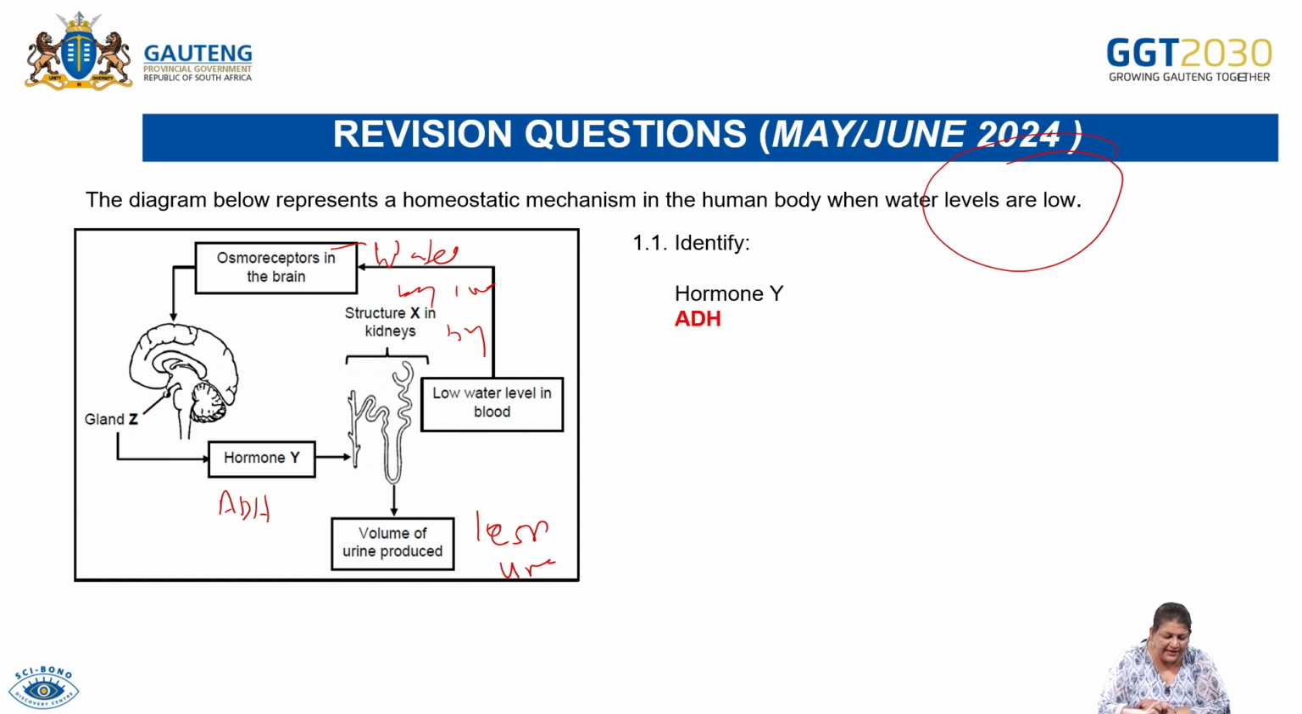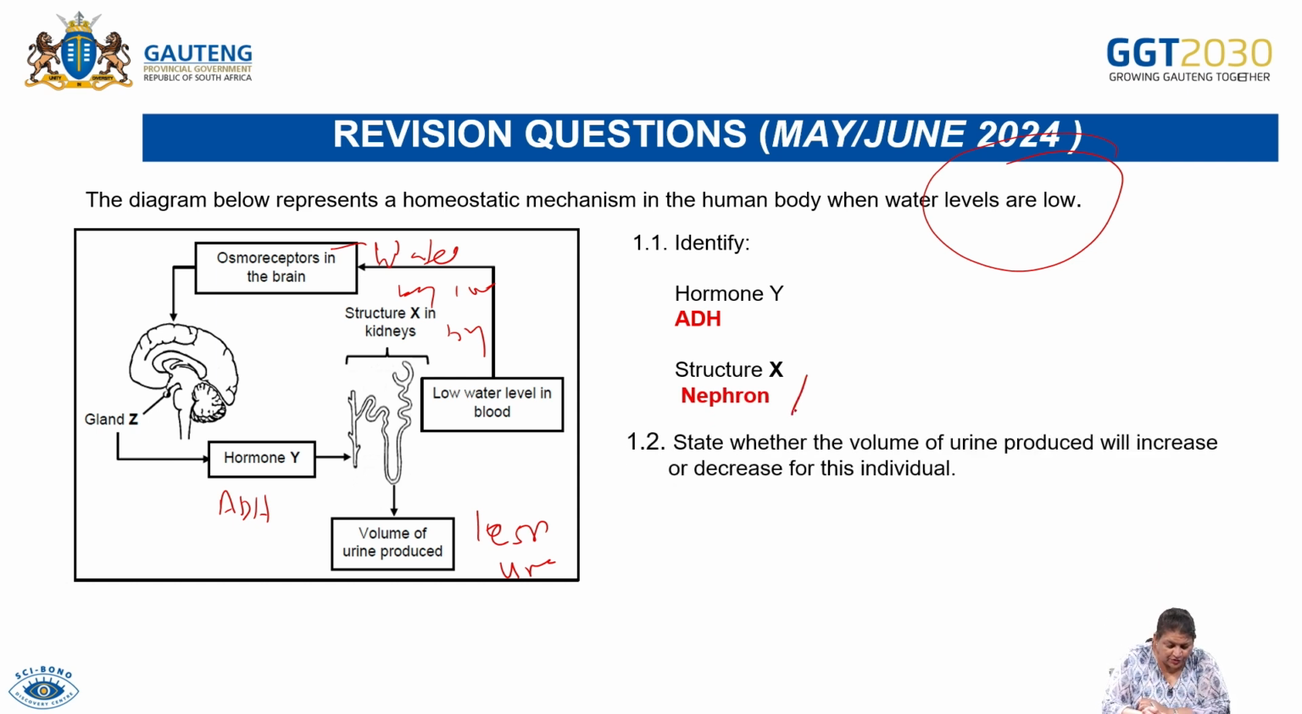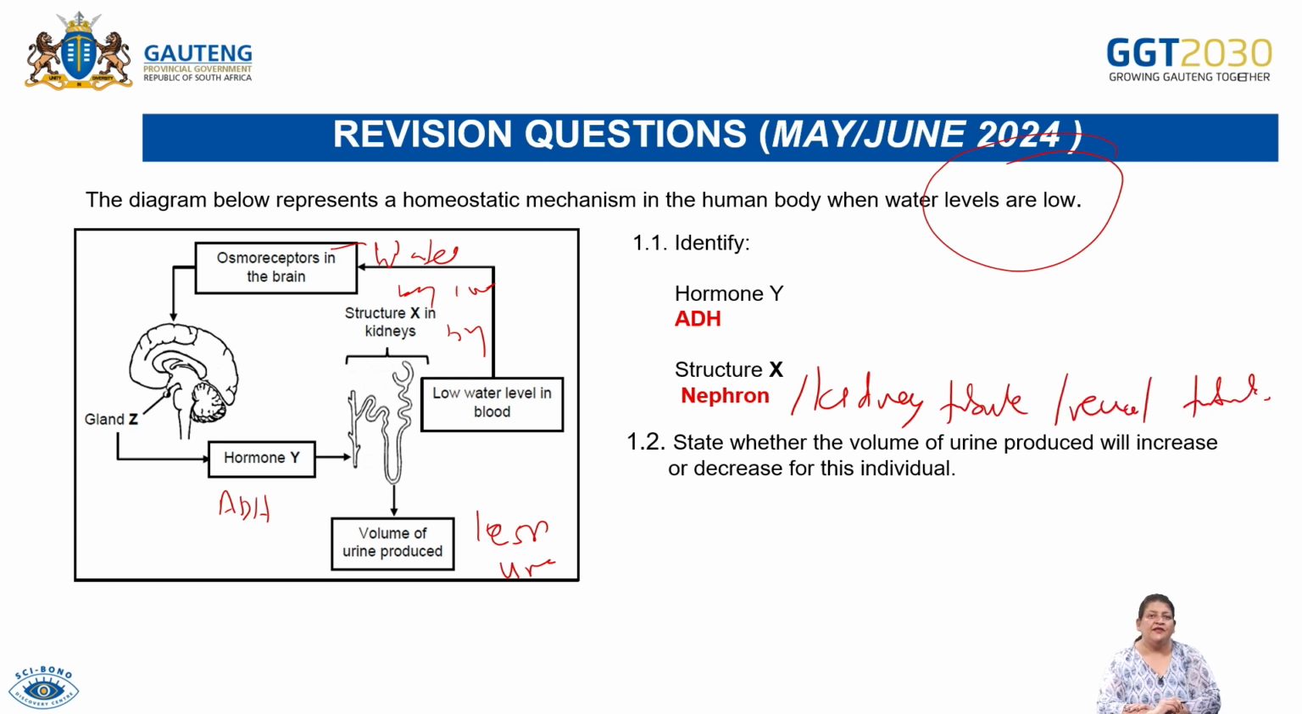Identify hormone Y, because you're dealing with osmoreceptors and water, that is ADH. Identify structure X. Structure X is what? Structure X in the kidney, that's your kidney tubules, or you can call it the nephron, but you also say kidney tubules. You can also say renal tubules. Anything that has to do with the kidney is called renal.